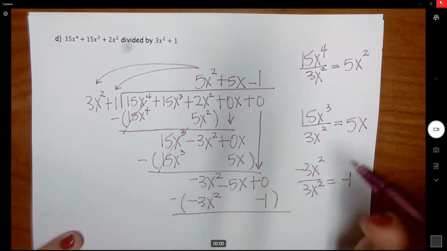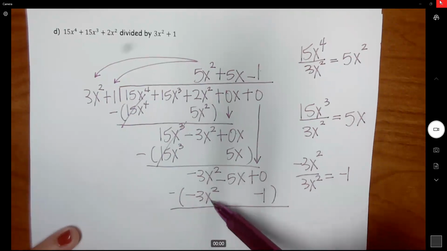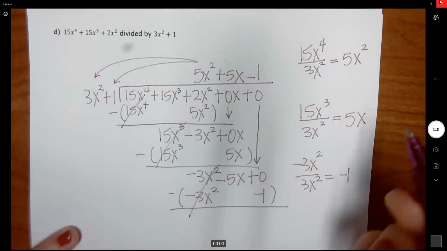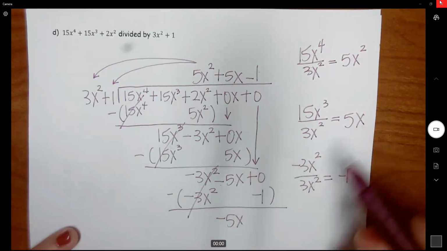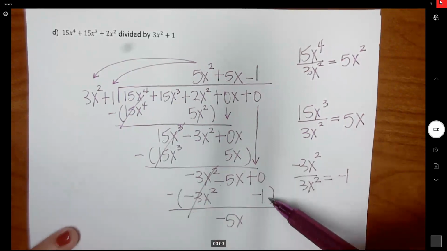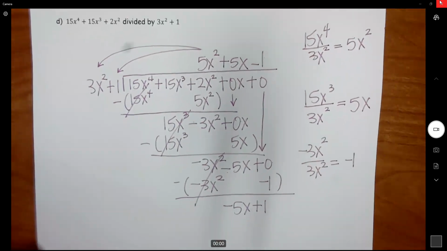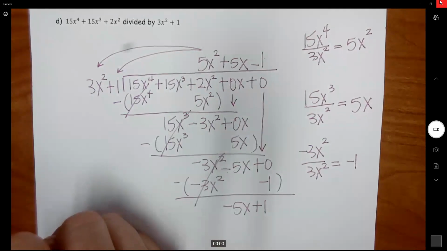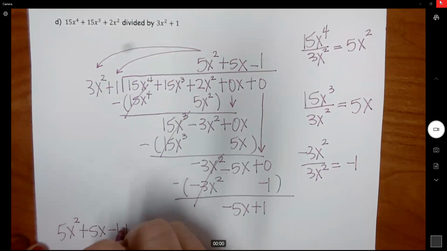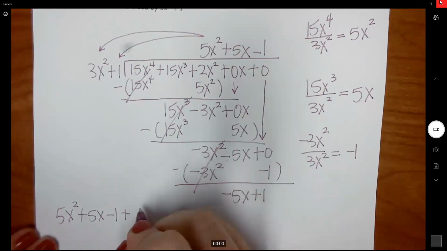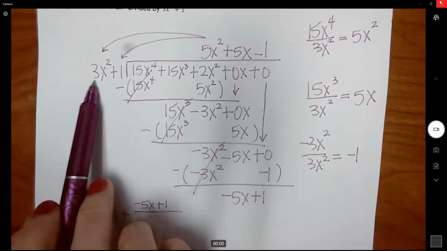Subtract it all. Negative 3x squared plus 3x squared cancels. Negative 5 minus nothing stays negative 5x. And 0 minus the negative 1 is the same as 0 plus 1. So plus 1 here. So my final answer is my quotient plus my remainder over my divisor.